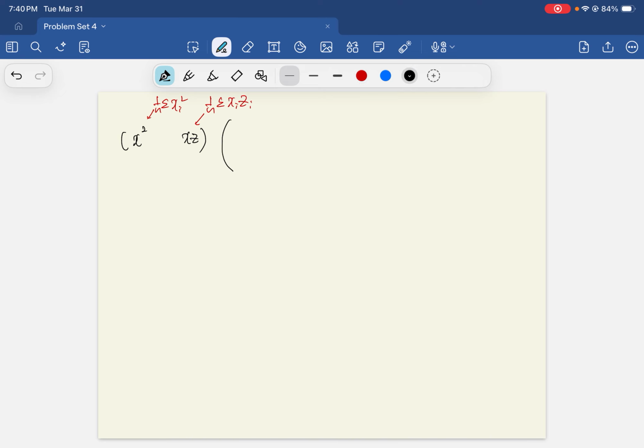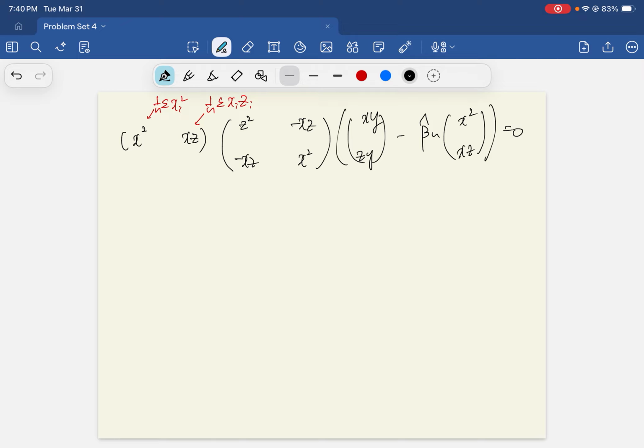And I will multiply here z squared, minus xz, and x squared, times here xy and zy minus beta hat n, x squared xz. This is the first order condition. Let's calculate this part first, okay?